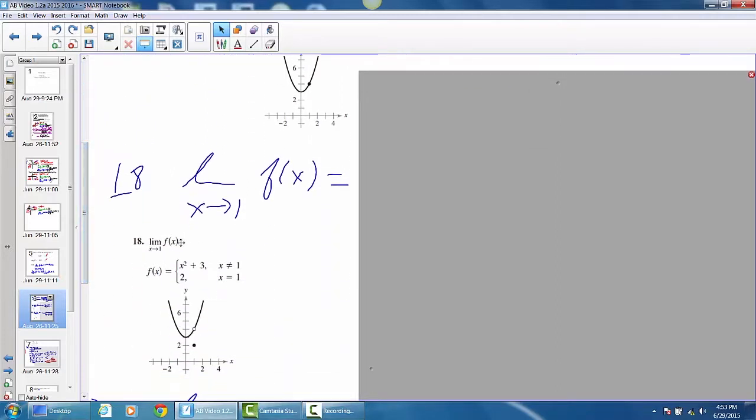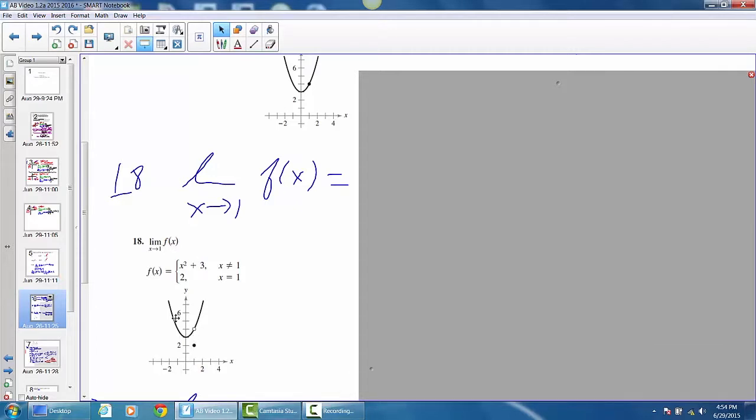They want you to find the limit as x approaches 1 of f of x, and here's our graph. Here's the equation, but don't worry about that for now. We're doing it graphically. Again, the limit as x approaches 1 from the left is approaching a height of 4. The limit as x approaches 1 from the right is also approaching a height of 4.